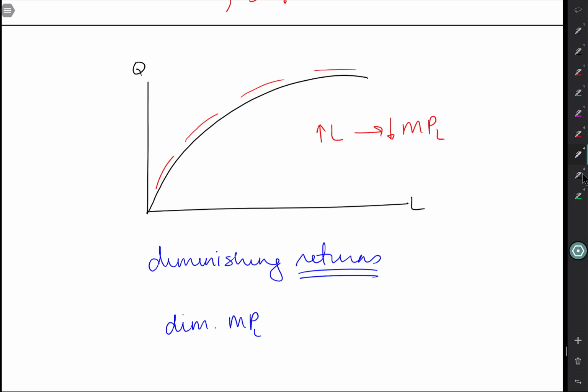As you add more and more of your variable input, at some point this variable input will start bumping elbows, whatever the variable input is, but it's good to think about labor. We'll start bumping elbows, right? Why? Because there's a fixed input. As long as something is fixed, you will always eventually kick into diminishing returns. There's lots of things that exhibit this property. Production will always eventually exhibit this property. Maybe not initially. Again, I'll give you an example in a second. But it will always eventually exhibit diminishing returns.